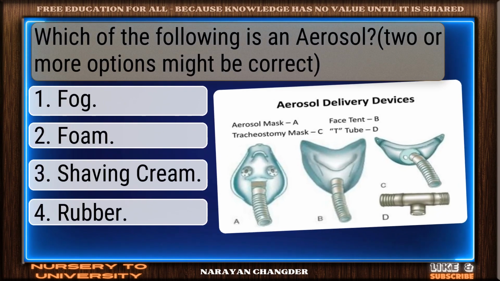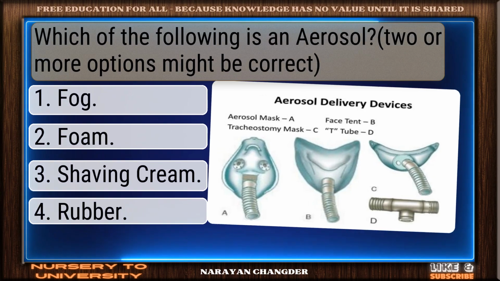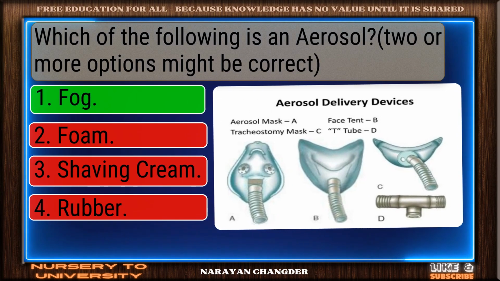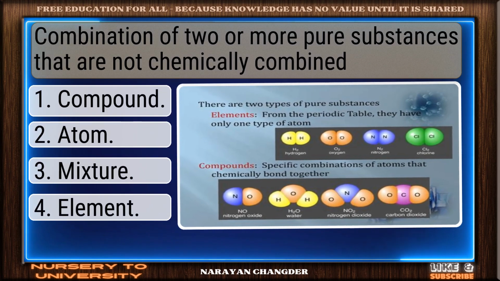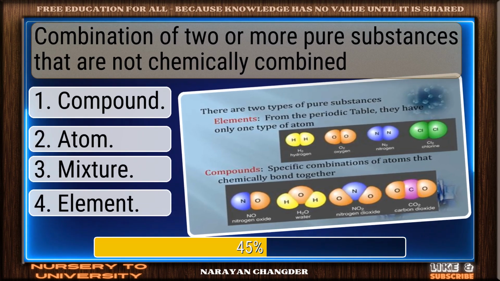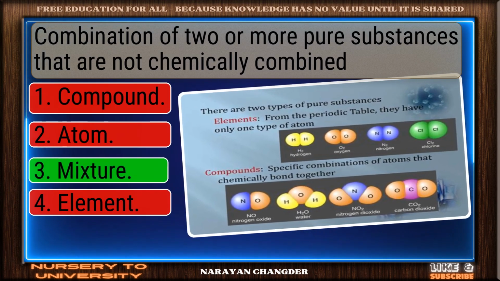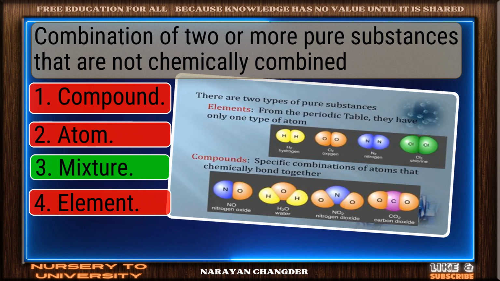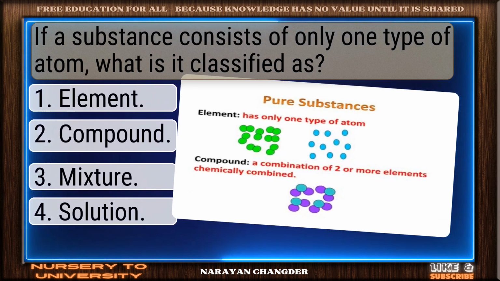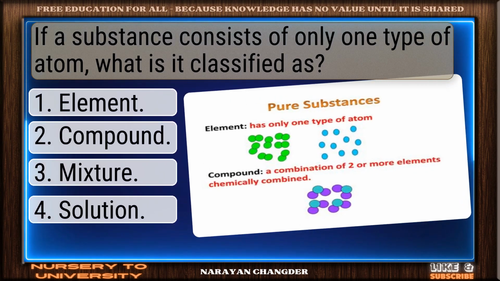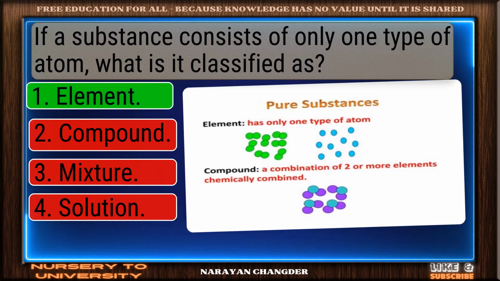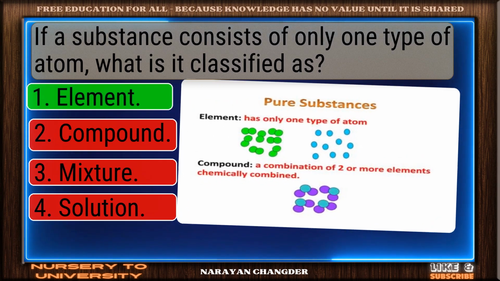Question number 80. Which of the following is an aerosol? Bravo, fog is the answer. Question number 81. Combination of two or more pure substances that are not chemically combined. Great job. Mixture is the accurate answer. Question number 82. If a substance consists of only one type of atom, what is it classified as? Well picked. Element is the correct answer.